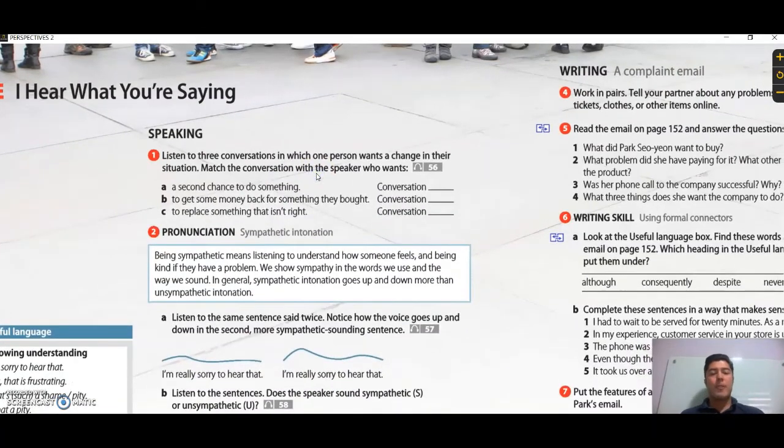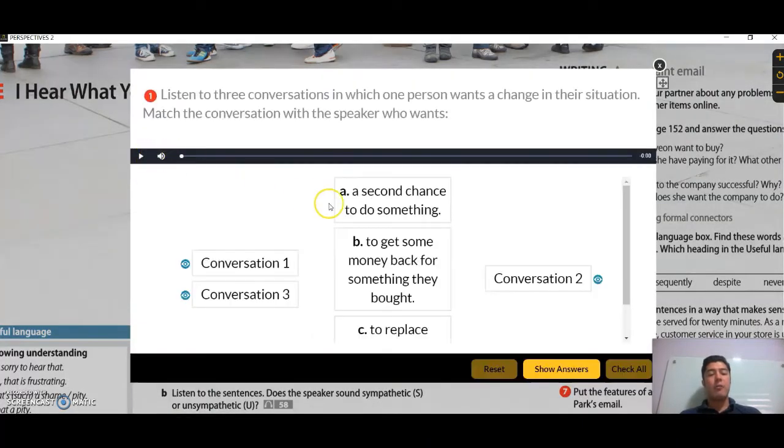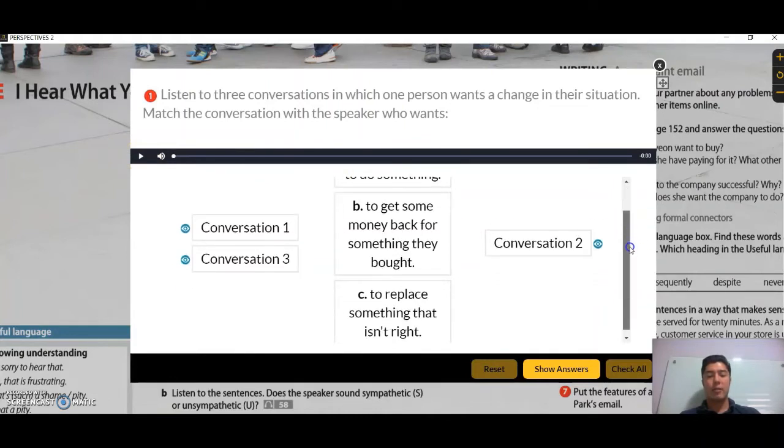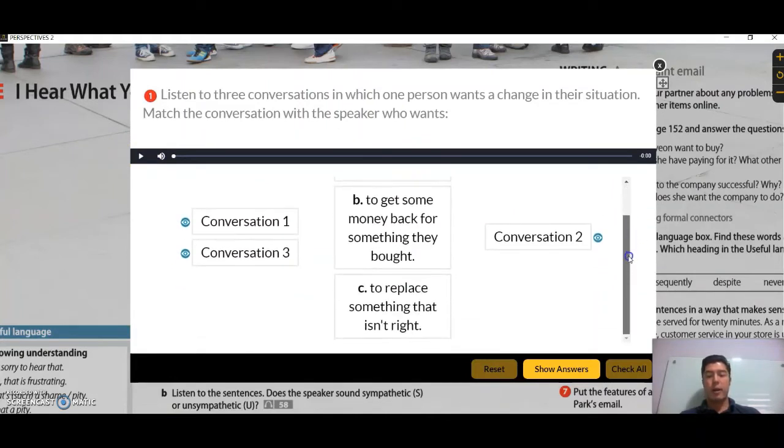Listen to 3 conversations in which one person wants a change in their situation. Match the conversation with the speaker who wants. So let's go to the exercise. We're going to listen to the audios, and then we're going to match each exercise to the correct answer.